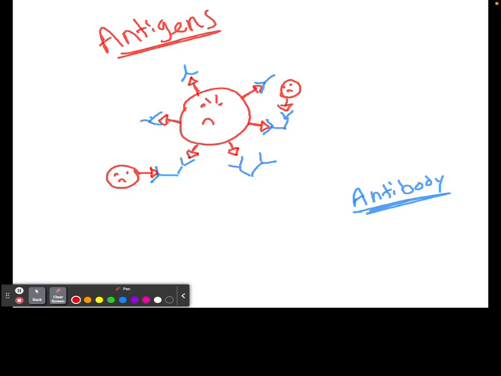So, anyways, I just want to talk about antibodies before we move into the next part, so that way we understand what that term means. And let's just jump into it. So, this is antibodies. If you have any questions, let me know.